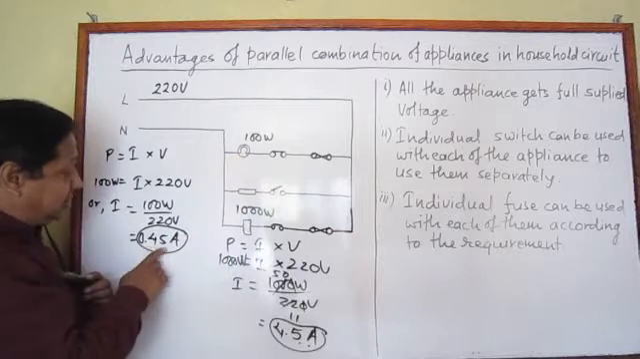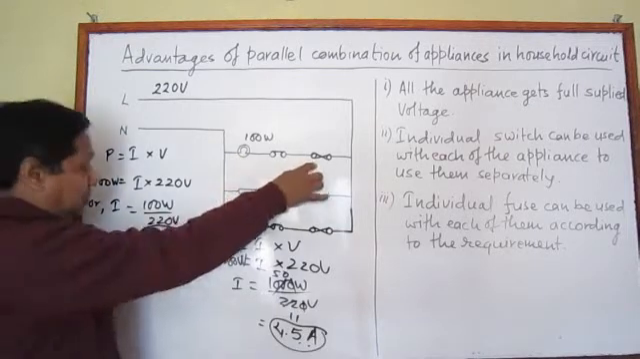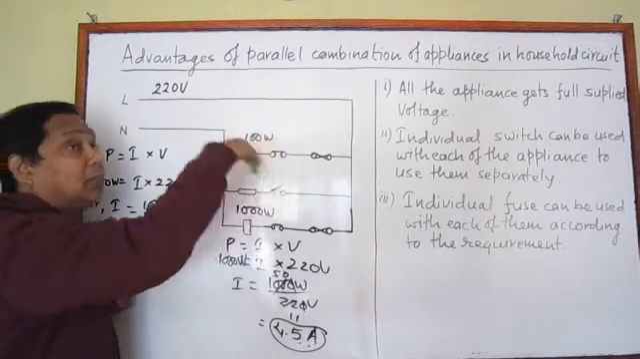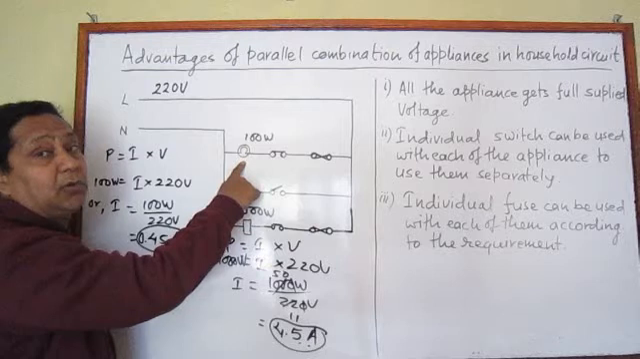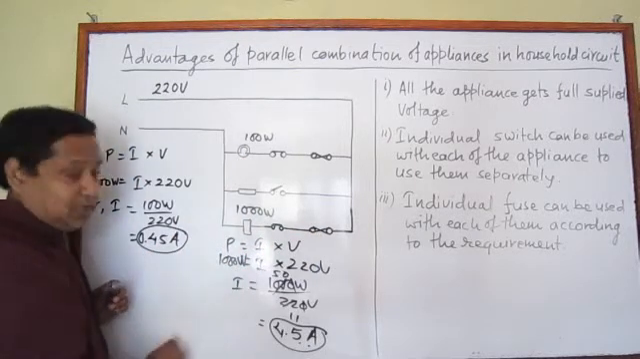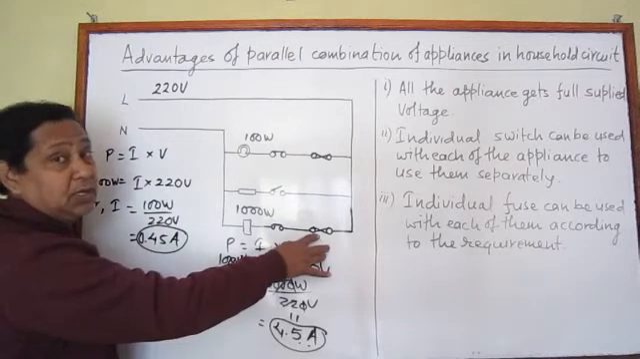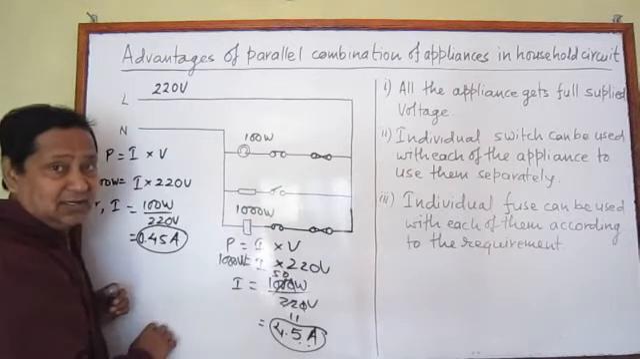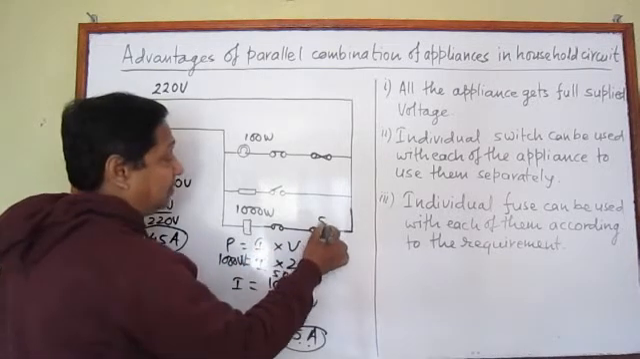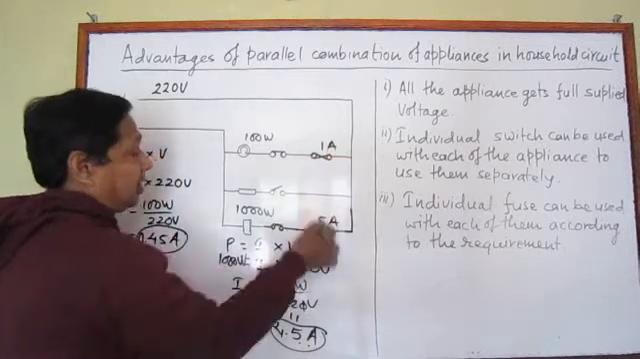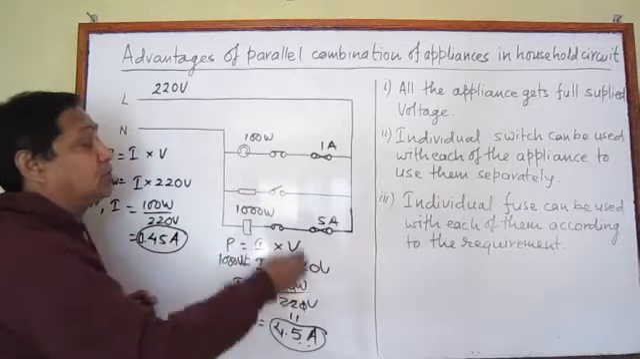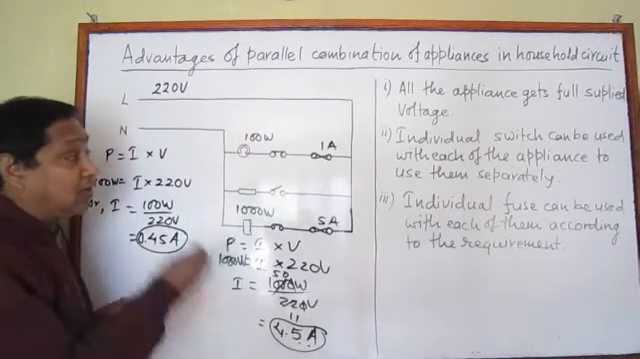And if here current is needed 0.45 ampere only, we can use a fuse of 0.5 ampere or 0.6 or 1 ampere only. But if current exceeds 1 ampere, 2, 3, 4, 5, then this bulb will be damaged. And in the same way, this heater requires more current, 4.5 ampere. That's why if we put a 1 ampere fuse, then it will melt when we switch on the circuit. So we have to put here a high capacity fuse, maybe 5 ampere. We can use here 1 ampere only. Here we can use 5 ampere. This is possible. Possible means an individual fuse can be used with each of the appliances according to the requirement.